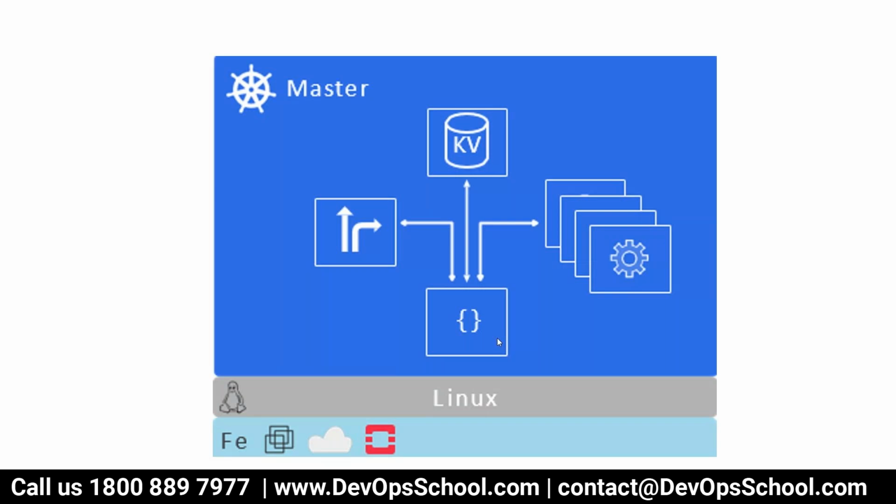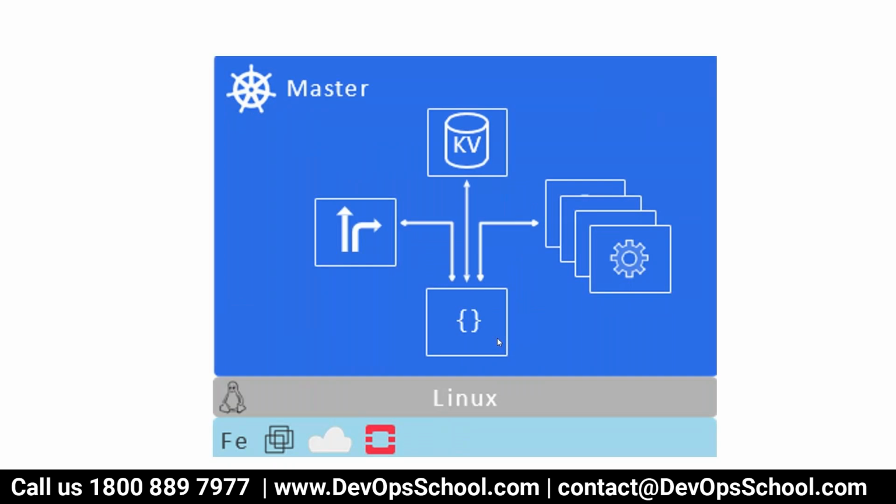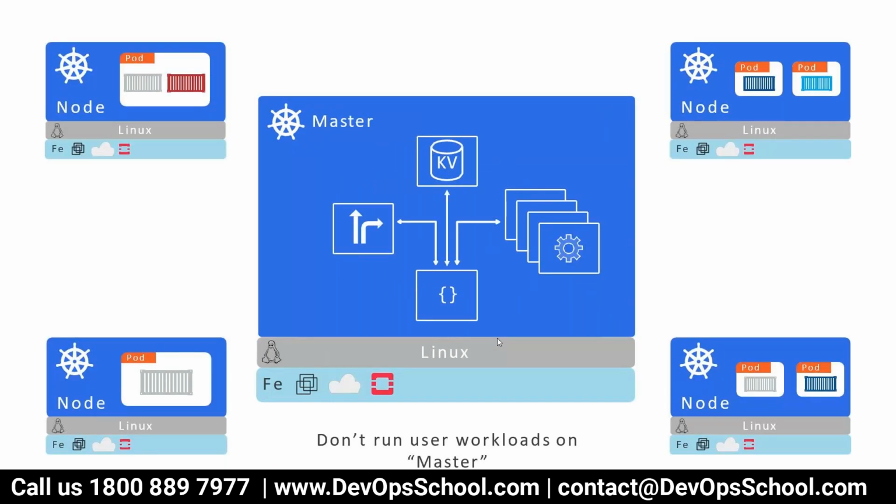Yes, minimum, a few more, but I'm not discussing them. You need four software components. Because the master is very crucial, you can make multiple masters also. We call it multi-master HA, high availability. Now if you look at this image, the master is the server which manages the worker server, the worker node.